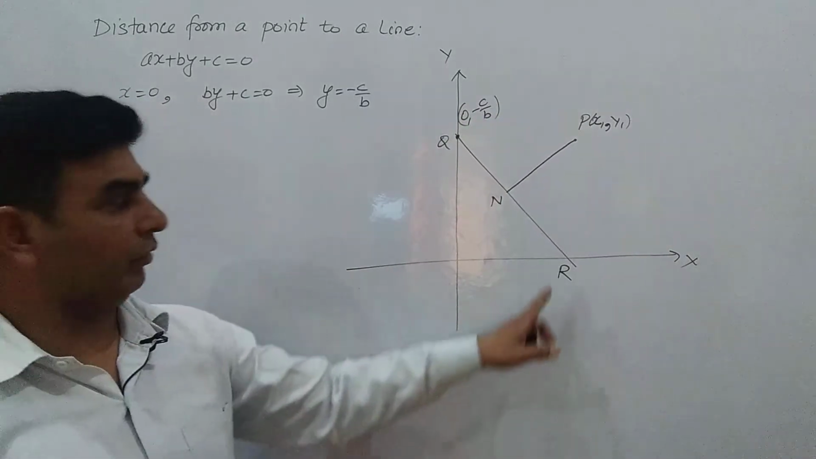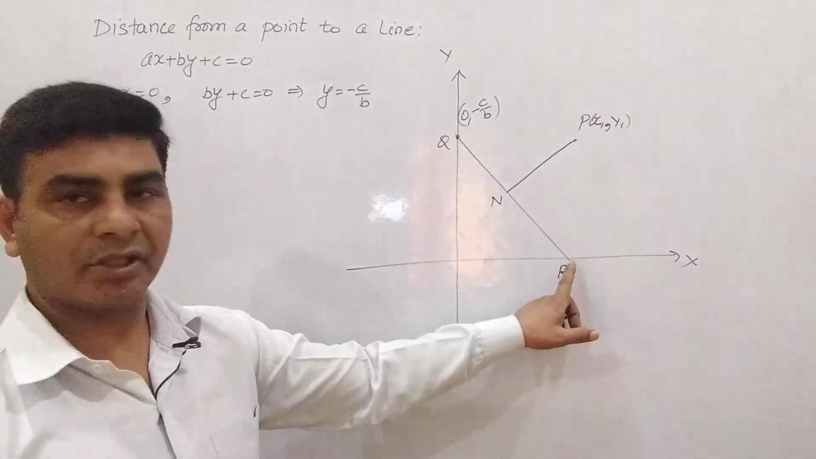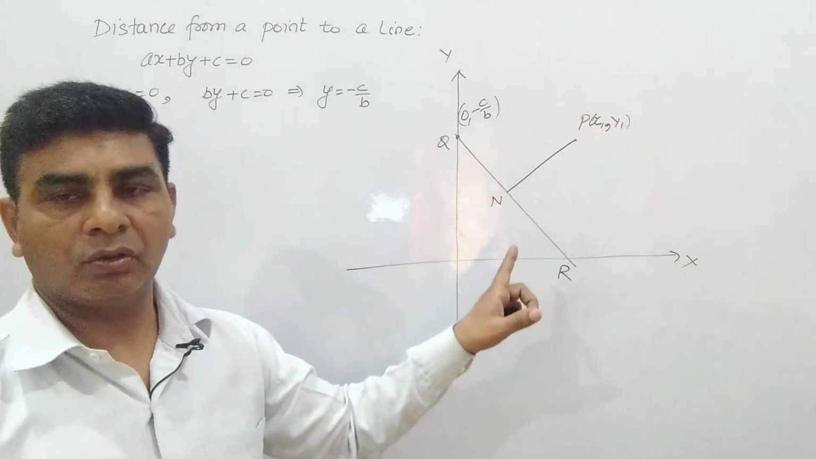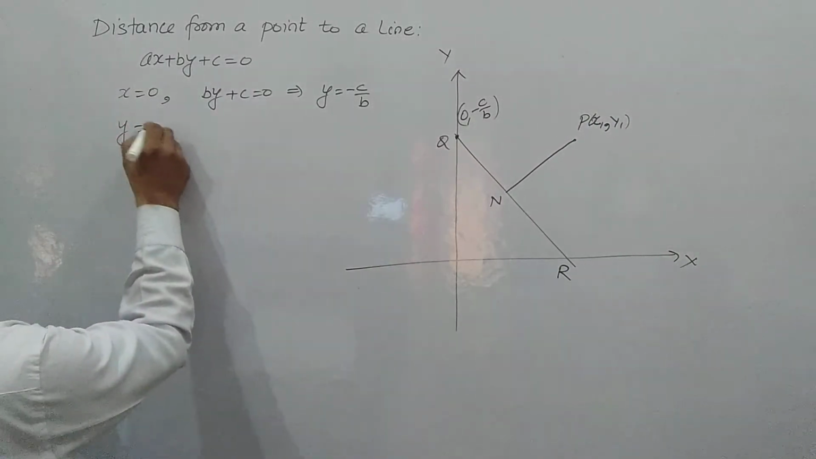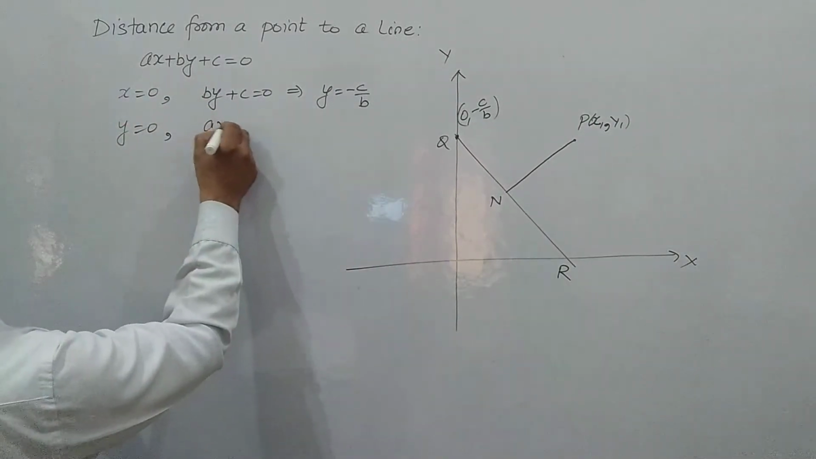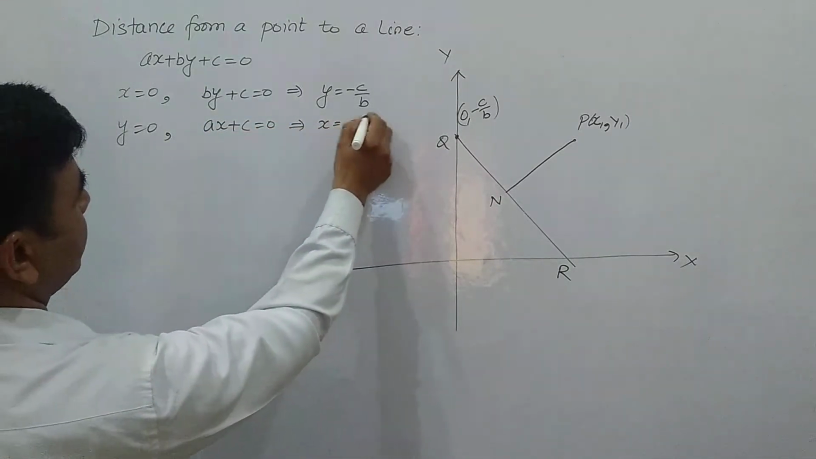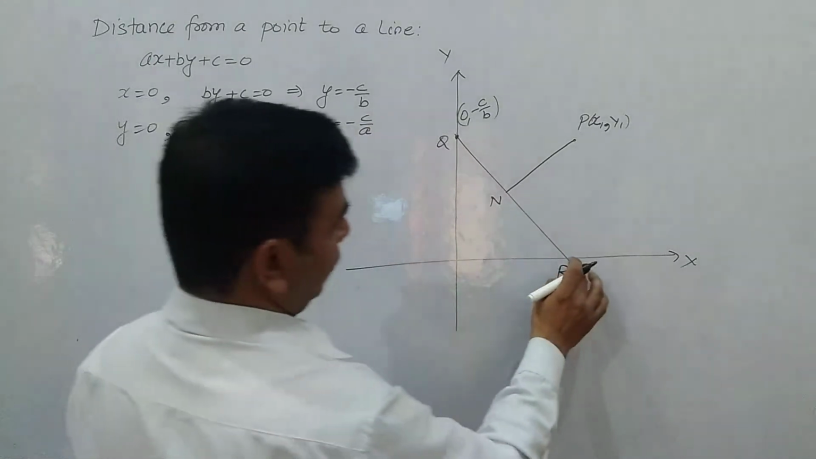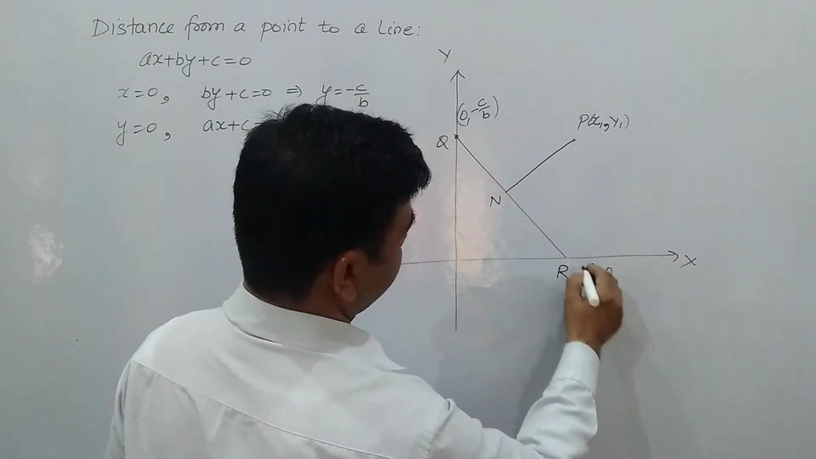So this point is surely in the form of 0 comma minus c by b. Now let me find the coordinates of point R. And R, because it lies on the x-axis, it means the coordinate of y will be 0. So let me put y is equal to 0, implies ax plus c is equal to 0, and this will give you x is equal to minus c by a. So the coordinate of point R will be minus c by a comma 0.